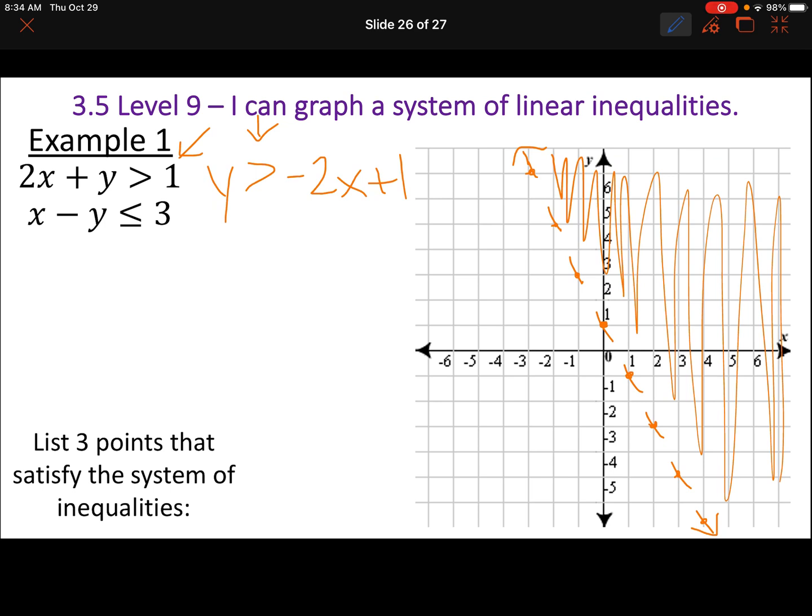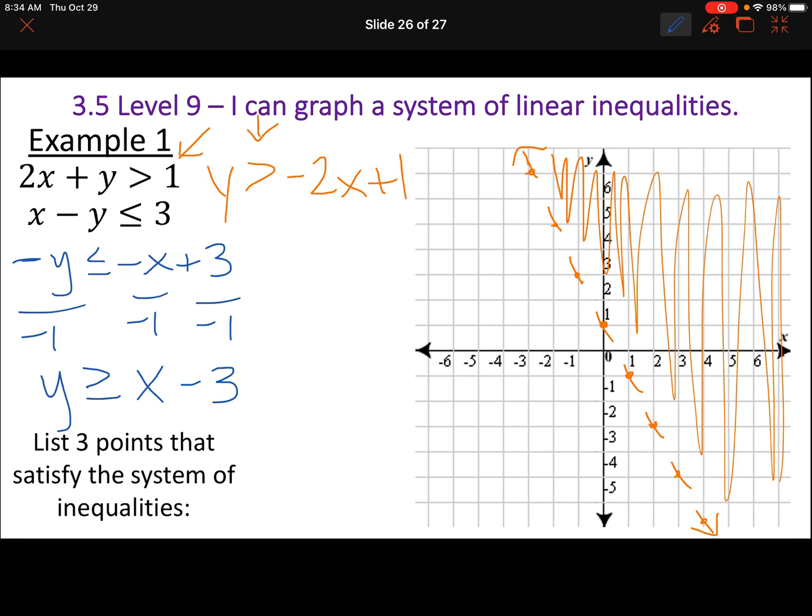This one, we're going to subtract x from both sides. So we have now negative y is less than or equal to negative x plus 3. We then need to divide everything by a negative 1. When we do that, y is now just a positive y. My sign flips. We cannot forget to do that. If we multiply or divide both sides by something that's negative, the sign flips. I now have a positive x and a negative 3.